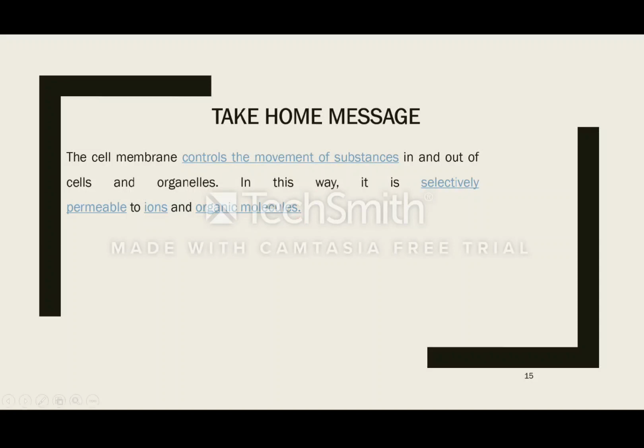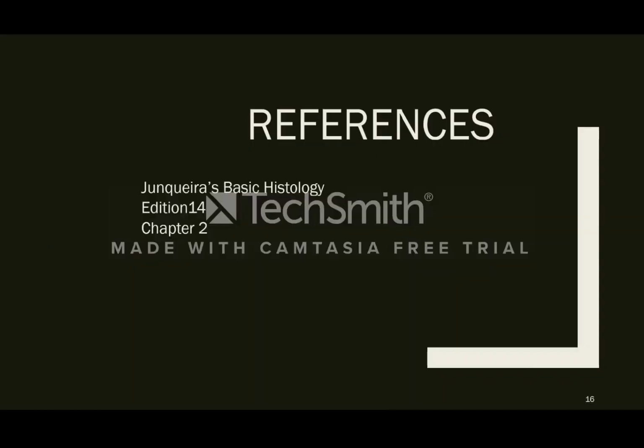You can study this part from chapter 2 of Junqueira's Basic Histology.